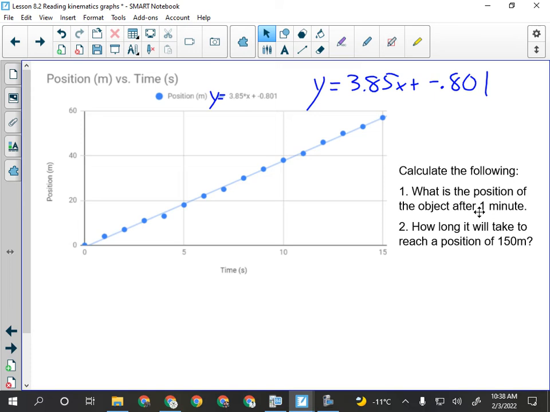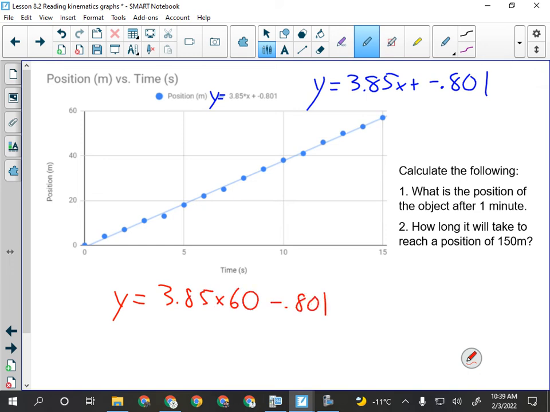Now, where is time? X. So this is giving me the value of x. So I'm supposed to calculate y when x is 1 minute, or in this case, 60 seconds, because the x-axis is seconds. So I just need to plug into my formula here. x equals 60, so y equals 3.85 times 60 seconds minus 0.801, or plus negative 0.801. Works out the same either way.